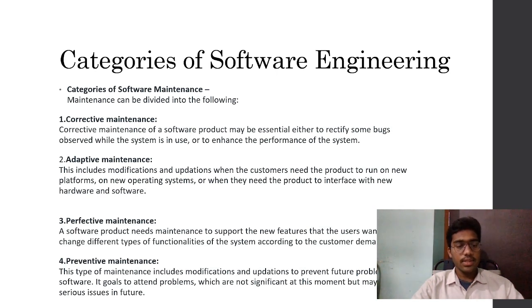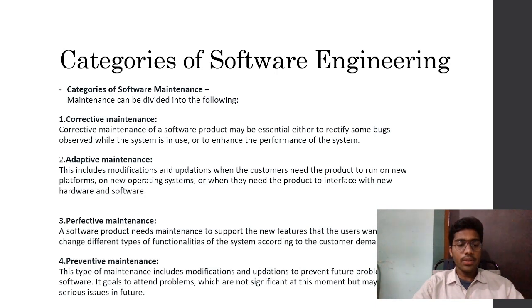Next, coming to adaptive maintenance. This includes modifications and updations when the customer needs the product to run on a new platform, on a new operating system, or when they need the product to interface with new hardware and software. The third one is perfective maintenance. A software product needs to be maintained to support the new features that the user wants, or to change different types of functionalities of the system according to the customer demands.